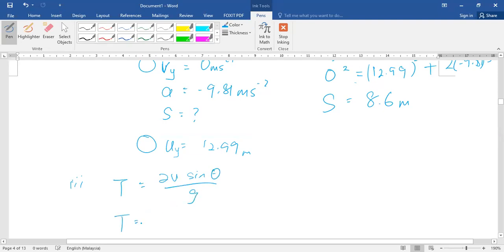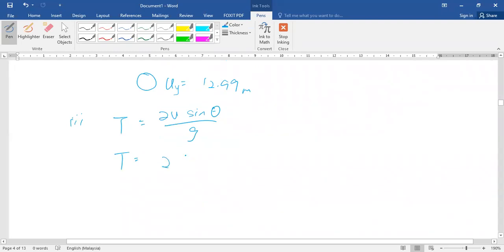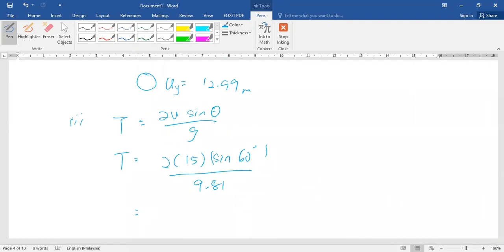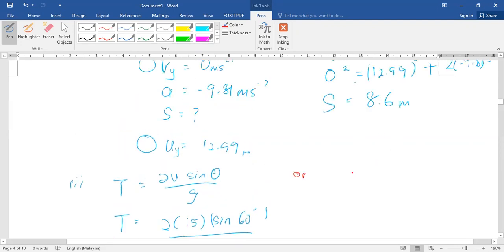If I use the time, that means the period is equal to 2 times u sin 60, which is 15 sin 60, over g, 9.81. So how much is it? We get 2.64 seconds. That means the total time of flight is 2.64 seconds. Now, let me use an alternative method.